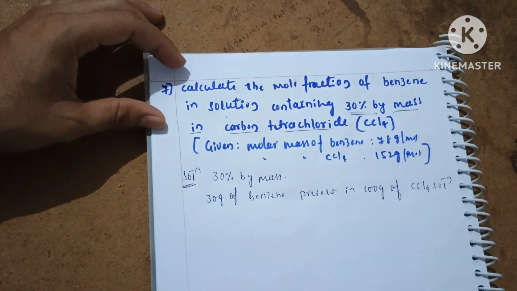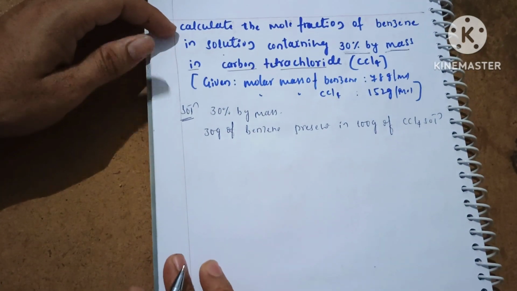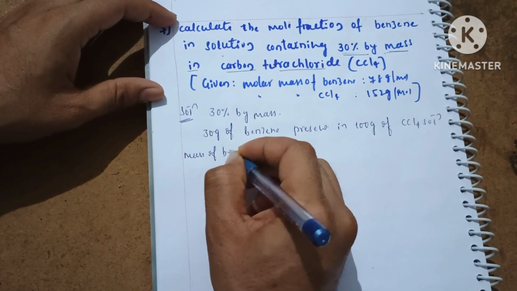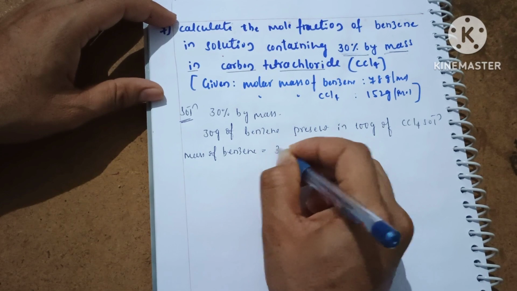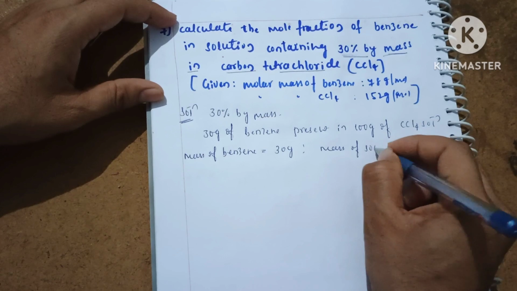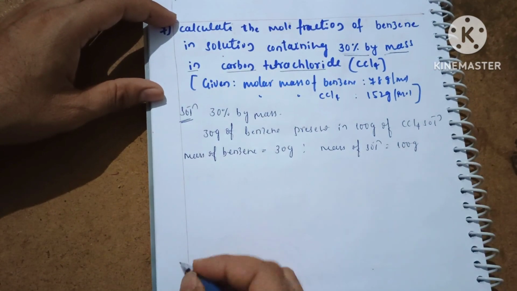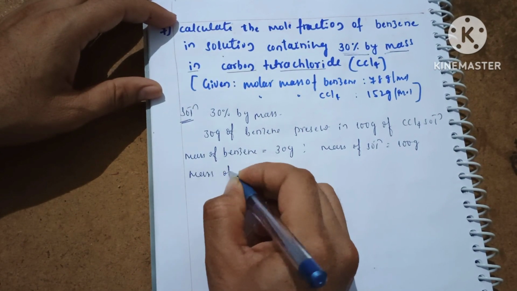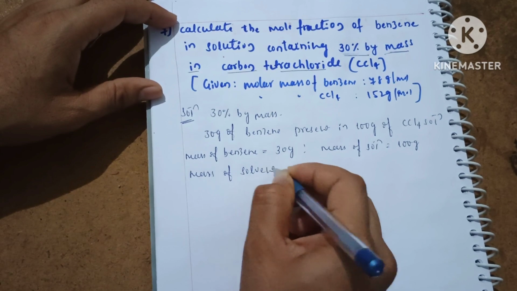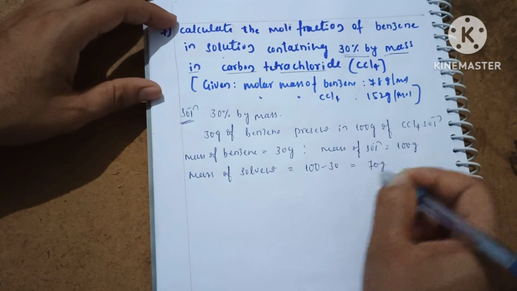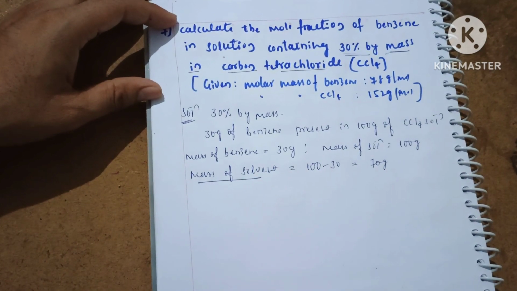30 gram of benzene is present in 100 gram of CCl4 solution. That means the mass of solute, in the sense benzene, is equal to 30 gram, and the mass of solution is 100 gram. Now the mass of solvent is equal to solution minus solute, which is equal to 70 gram. Therefore, the mass of solvent is 70 gram, mass of solute is 30 gram and mass of solution is 100 gram.